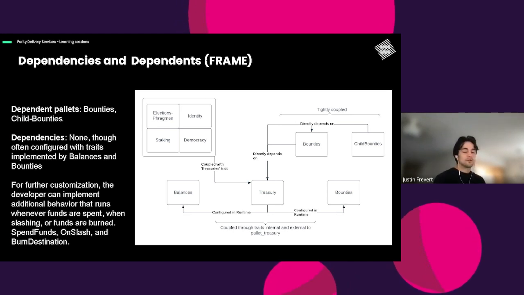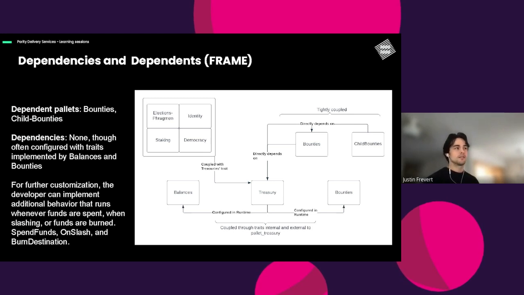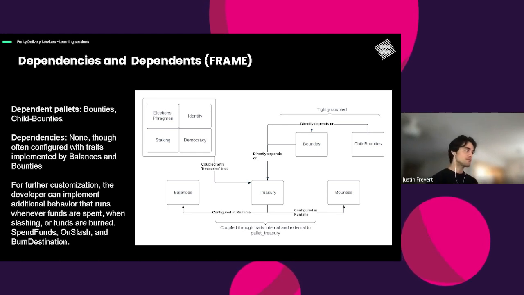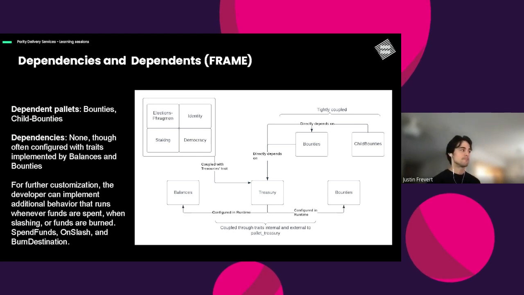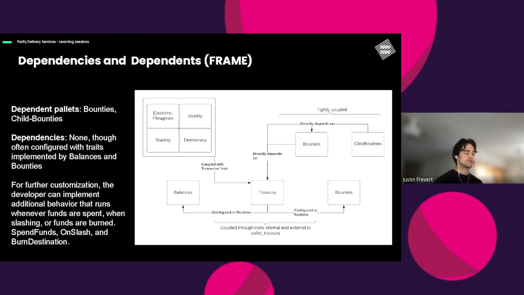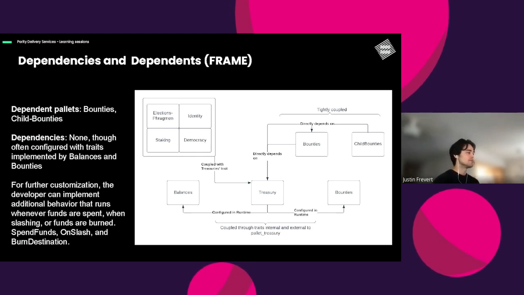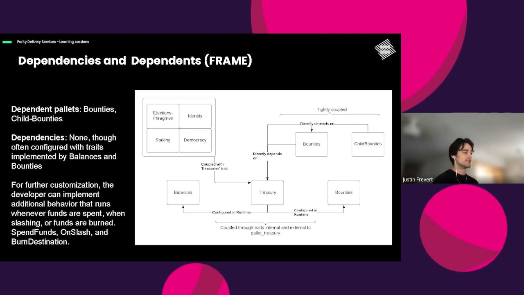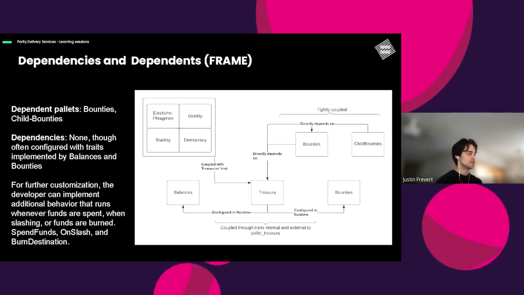So there's a few other cool handlers in Treasury, and these make it very useful for other developers who want to work with Treasury and extend it without changing the code inside. These are handlers for 3 actions. There's on unbalanced, which can be configured to fulfill either on slash or burn destination.